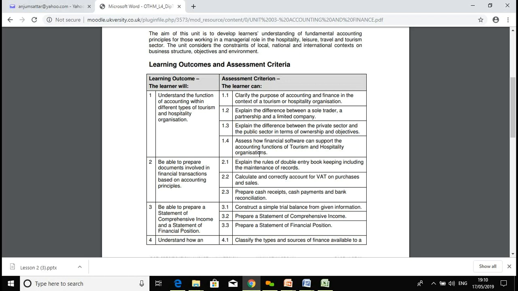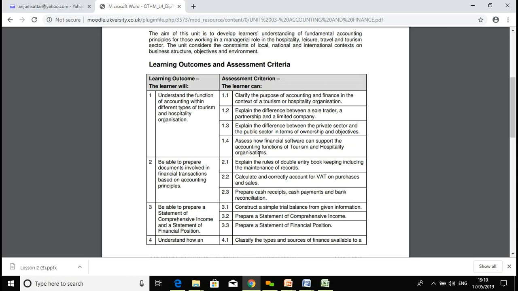VAT is normally of two types, input VAT and output VAT. In the UK it is called value added tax; in other countries it is called GST, goods and services tax. VAT on purchases we can get a refund for from HMRC, and VAT on sales we are supposed to pay to HMRC. So one is an asset and one is a liability. One we can get refunded as a receivable, and the other, VAT on sales, we have to pay to HMRC.